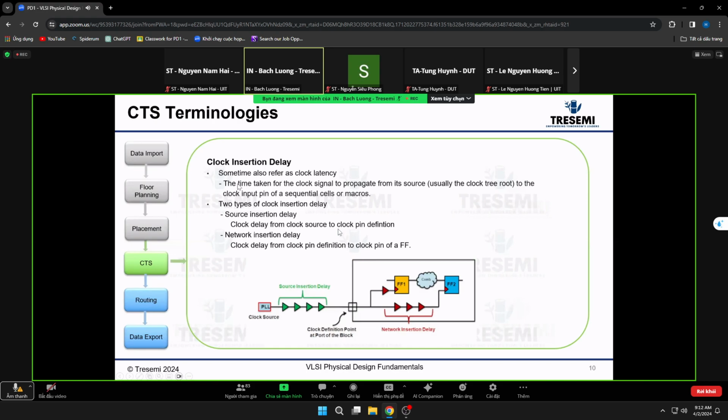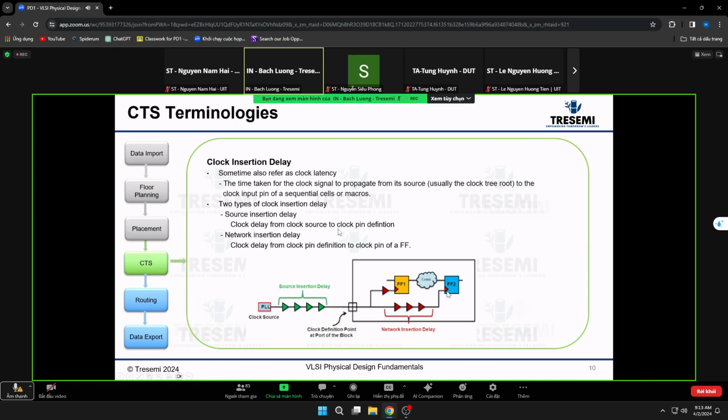Okay, so what it is is the time taken for the clock signal to propagate from its source to the clock input pin of a sequential cell. So for example, here's your clock source, right? And this is the time from here, let's say it's 0, that it takes to travel to the clock pin of flip-flop 2 or flip-flop 1. That's your insertion delay from your clock source to the flip-flop pins. So in this example, you have one insertion delay from the clock source to flip-flop 1, and then another insertion delay to flip-flop 2.